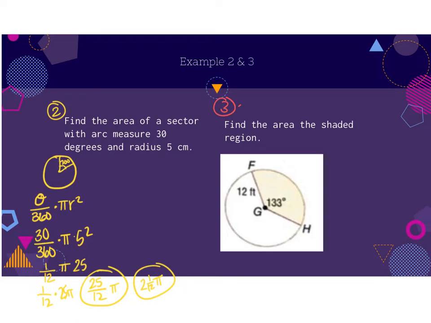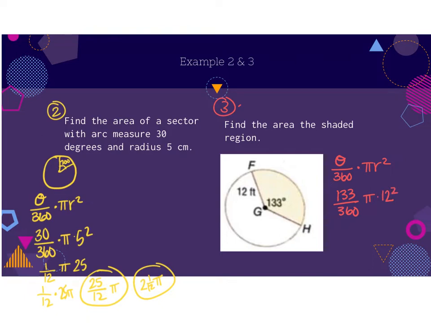Find the area of the shaded region. So again, we need to figure out what fraction of our circle we have. We do that by doing theta, or the angle measure, out of 360 times pi r squared, because that's the area of a circle. So we know our angle measure is 133 out of 360. We're going to multiply it by pi, and then we're given our radius of 12, and we need to square that.